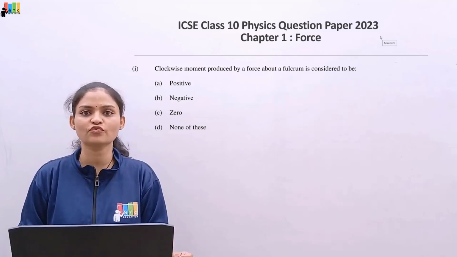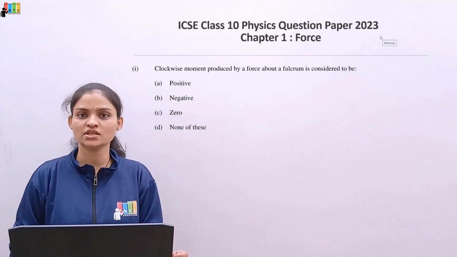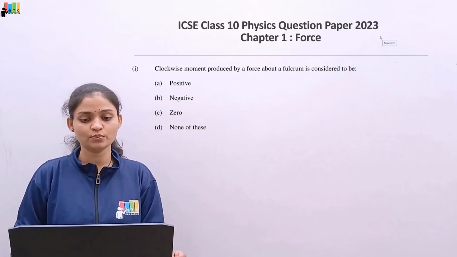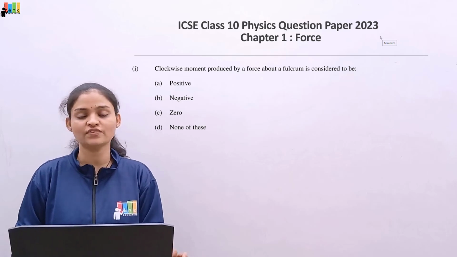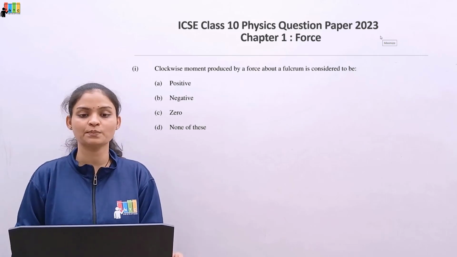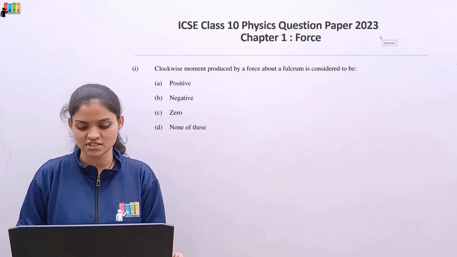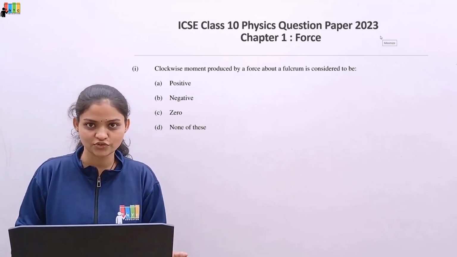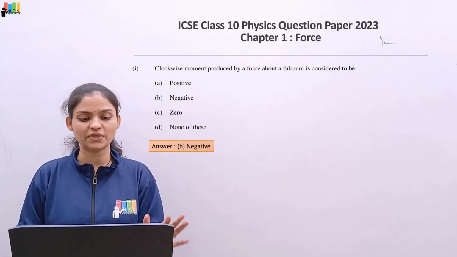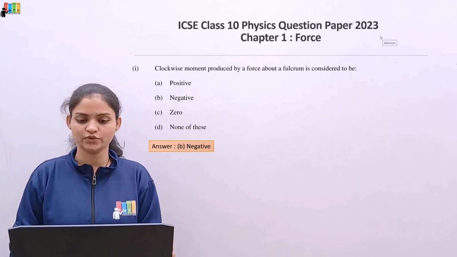The next question is from the actual ICSE board paper from 2023. The question is, clockwise moment produced by a force about a fulcrum is considered to be: option A positive, option B negative, option C 0 and option D none of these. I will first give you the answer. The answer of this question is option B, negative.